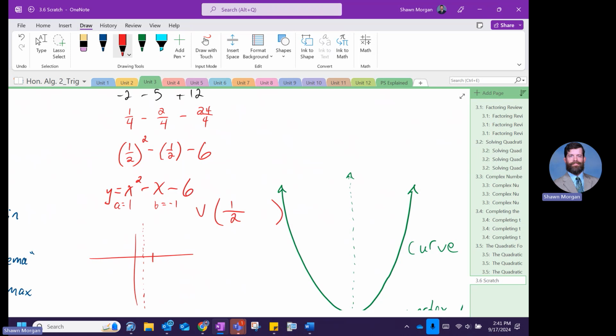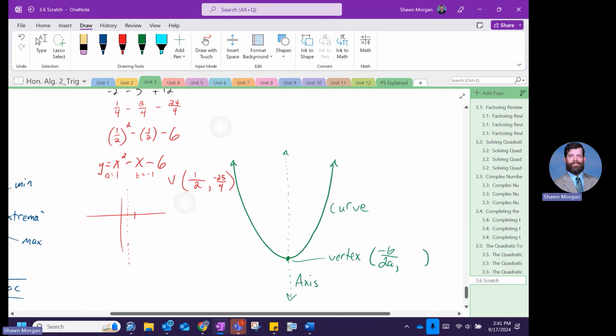So what's 1 minus 2 minus 24? Is that negative 25 fourths? Or negative 6 and some change? Negative 6 and some change. So 1, 2, 3, 4, 5, 6. 6 1/4. Right about there is my vertex.